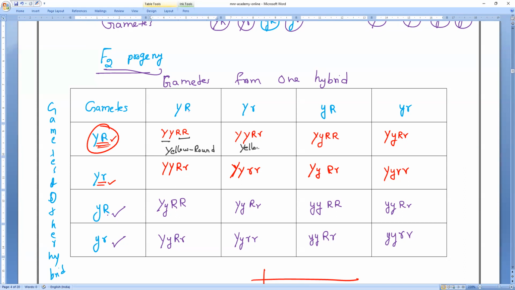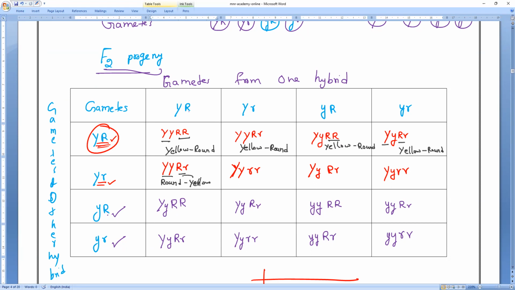Here both are capital YY, so I will say dominant, yellow. At least one capital R is there, so we'll get round. Next, at least one capital Y, so yellow. At least one capital R, both are capital R, so round. At least one capital Y, one capital R, so yellow and round. Next, capital YY, capital R: at least one R is there, so again yellow and round.